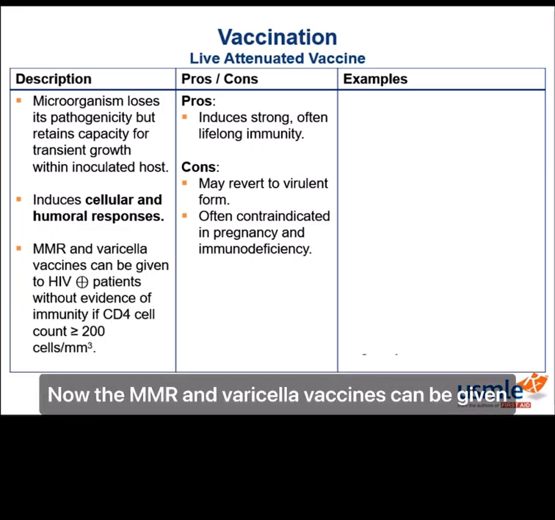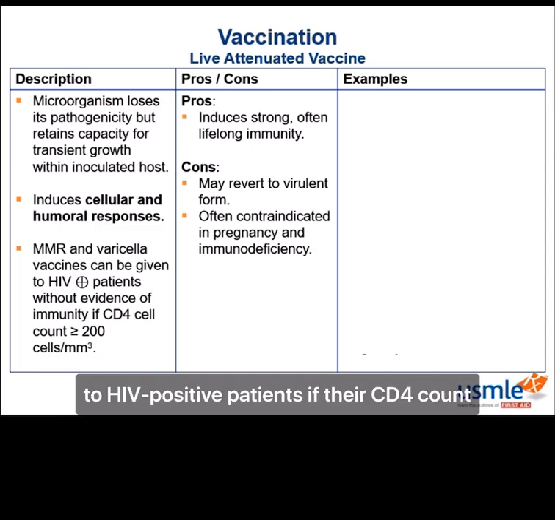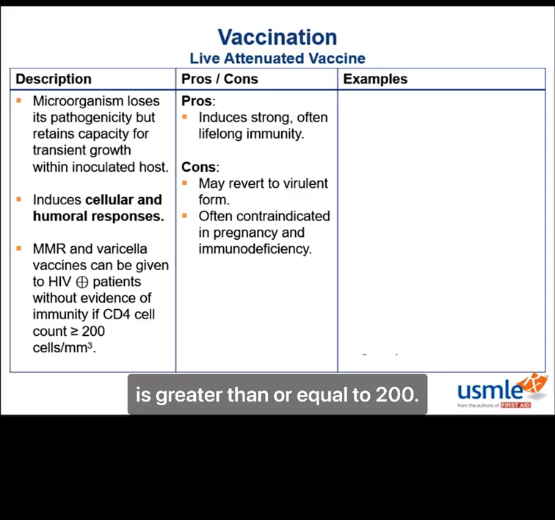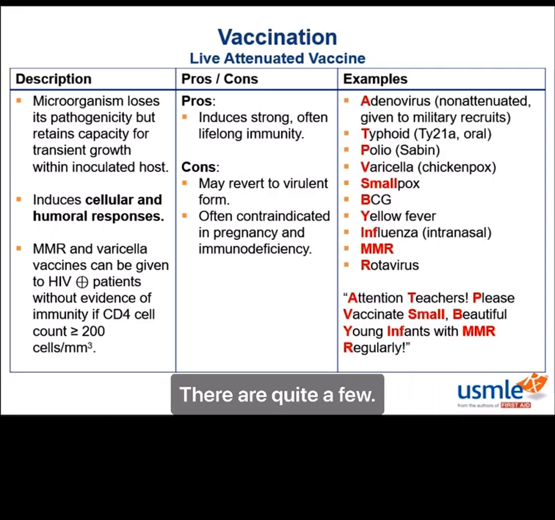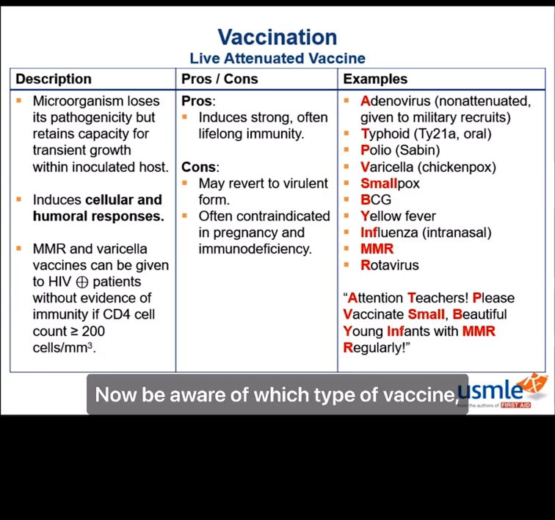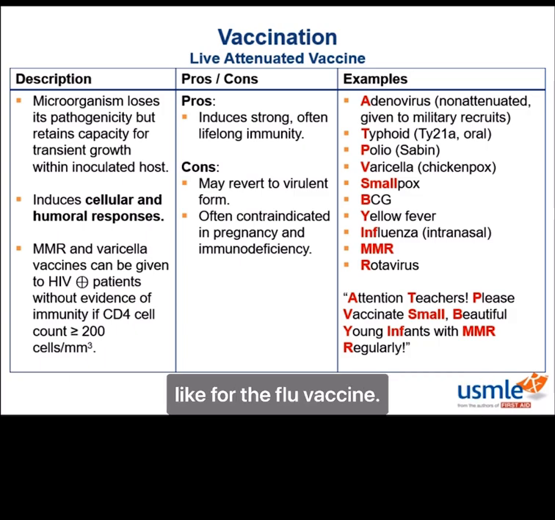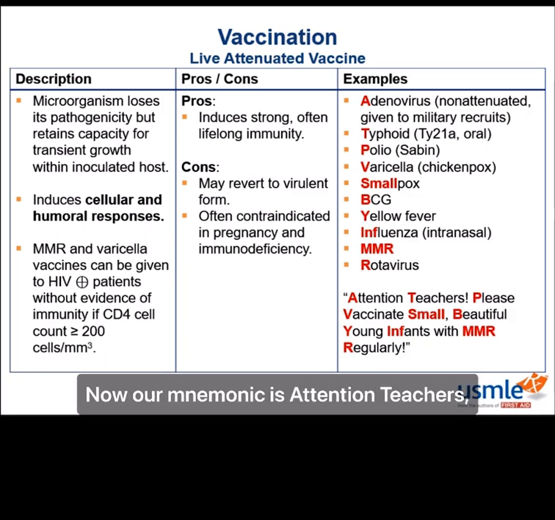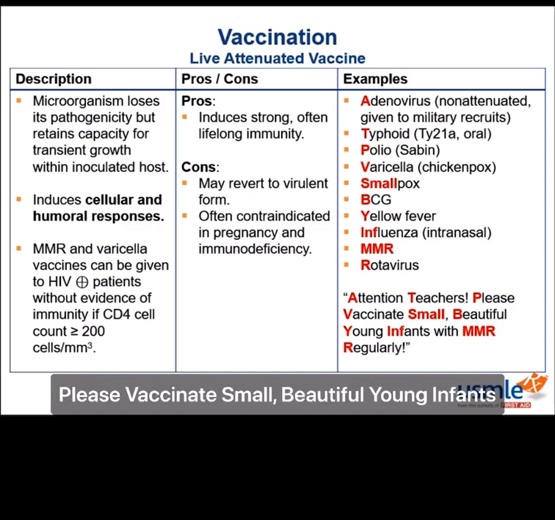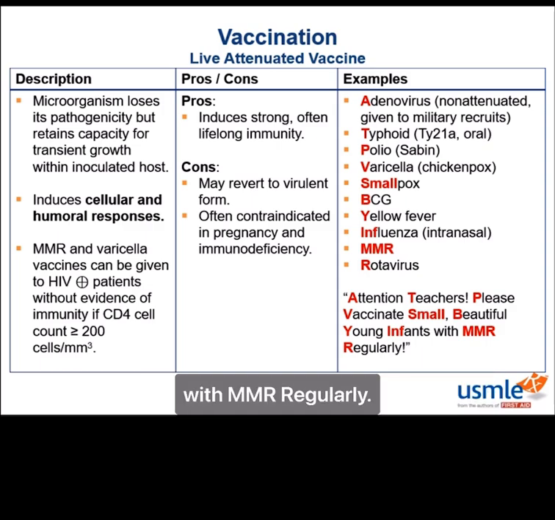Now, the MMR and varicella vaccines can be given to HIV-positive patients if their CD4 count is greater than or equal to 200. Now, some examples are listed here. There are quite a few. Now, be aware of which type of vaccine, like for polio, and the route of administration, like for the flu vaccine. Now, our mnemonic is, attention teachers, please vaccinate small, beautiful young infants with MMR regularly.